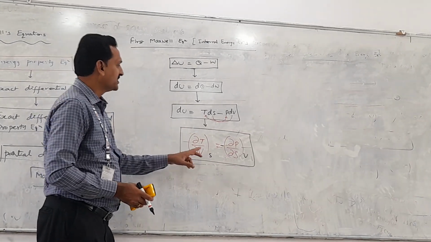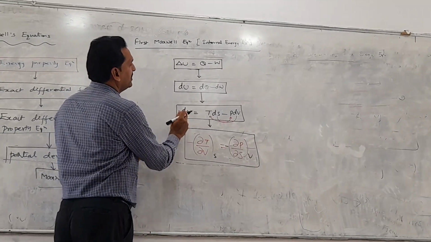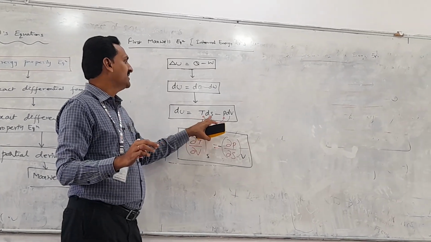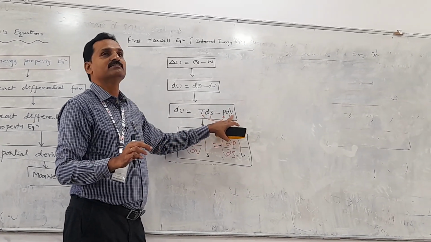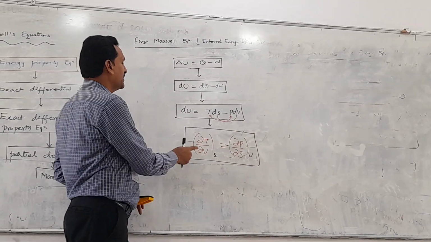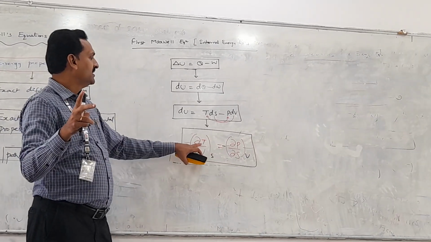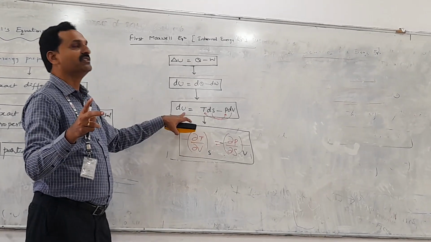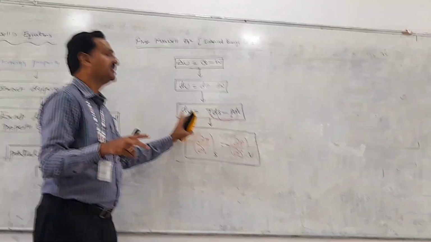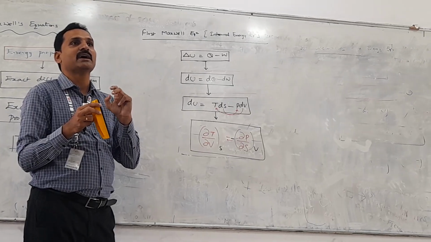So what is the significance of this equation? If you want to determine the internal energy, you should know the four measurable quantities: temperature, entropy, pressure and volume. By the Maxwell equation, if you know any two properties, either temperature and volume, we can measure the dU directly. Or if you know P and S, you can estimate dU directly. Four properties are reduced to two properties by using Maxwell equations.